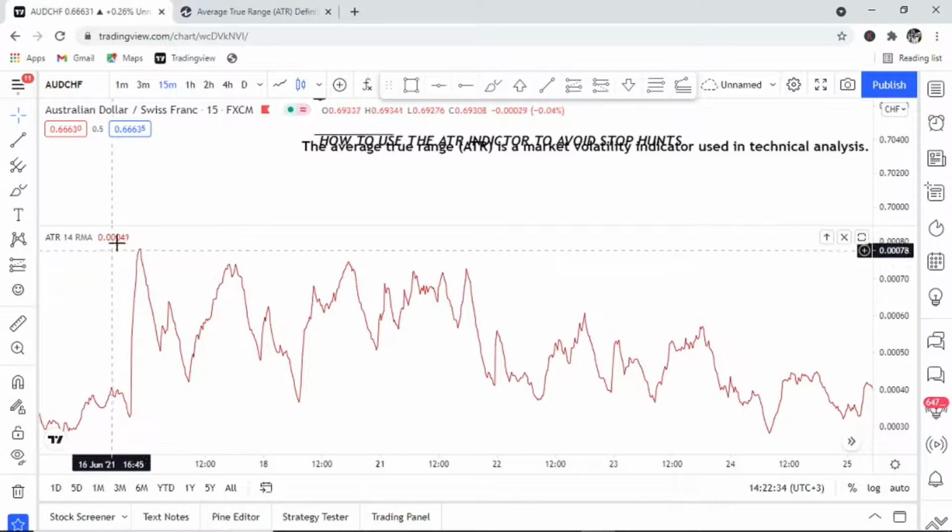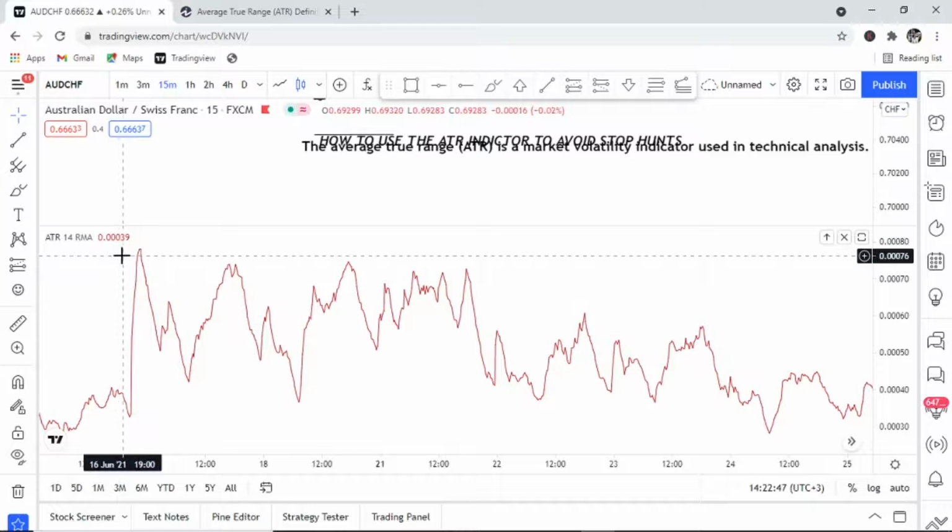So here we have the ATR value, this figure moving right here. It changes every time I move my cursor from one price to another. So this is the ATR value right here, and it is normally in terms of pips.